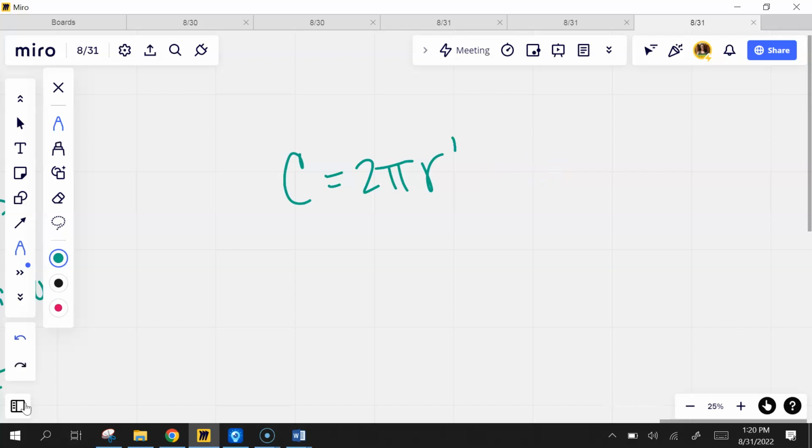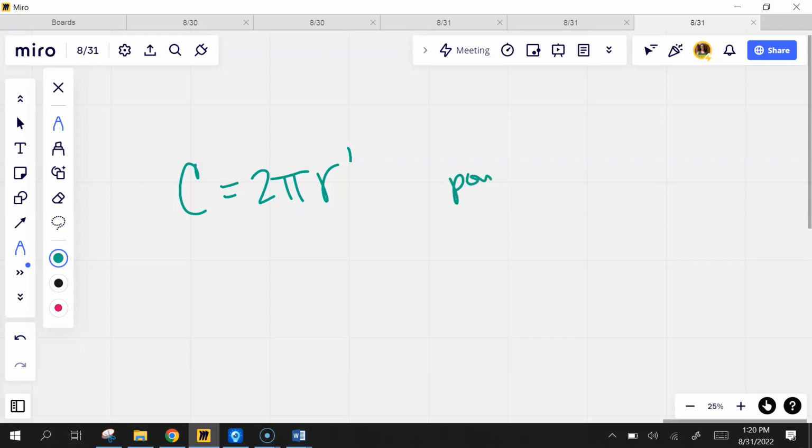It's yes. So here the power is 1, we said. What's the constant of variation? 2 pi. Constant of variation. Is it direct or inverse? Direct. Why is it direct? Because the power is positive.